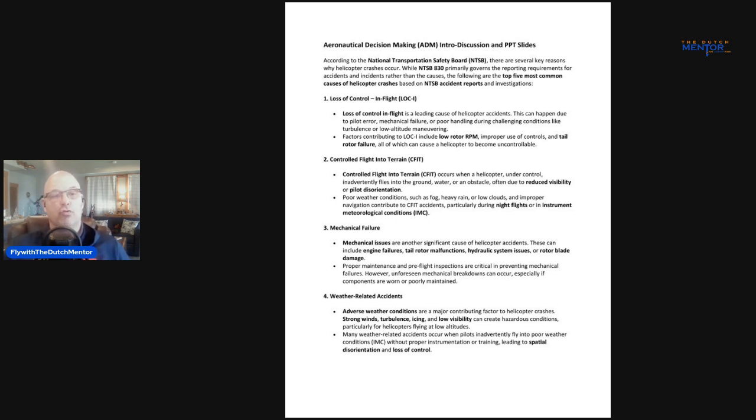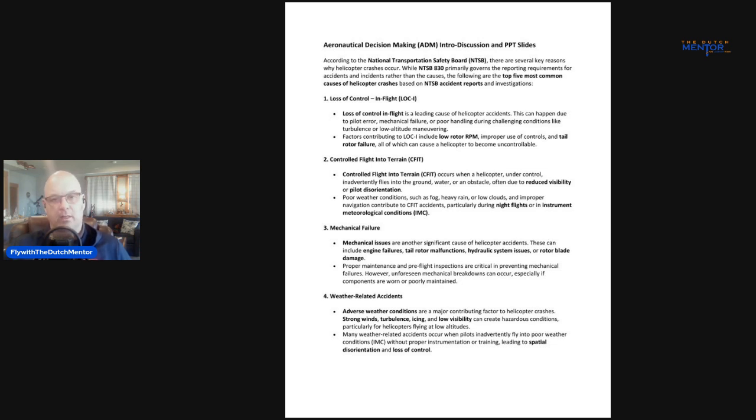So, loss of control in flight. Well, think about the Kobe accident, right? Here, some key critical decisions were made by the pilot, who flew in less than desirable conditions and lost control of the aircraft because of visibility issues and flying into a mountain. This is not that uncommon. Controlled flight into terrain is that second part, which goes hand in hand with the first one.